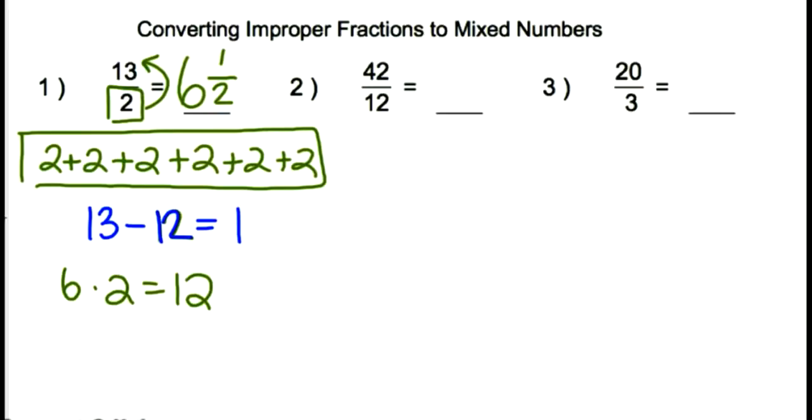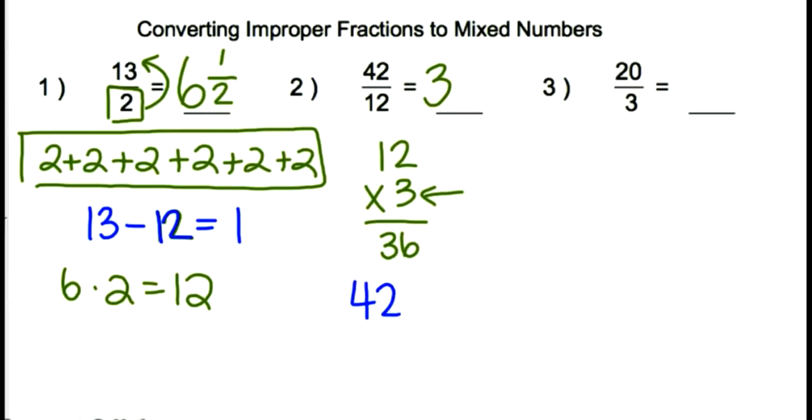Same thing with 42 over 12. Now I might not be very good at dividing, so what I'm going to do is take 12 and just guess, times 3. And 12 times 3 is going to get me to 36. Now, I'm pretty close to 42. If I add 12 to 36, that's going to take me over 42. So I know that my whole number is going to be 3. And for my remainder, I'm going to take my original numerator, subtract 36, and 42 minus 36 is 6.